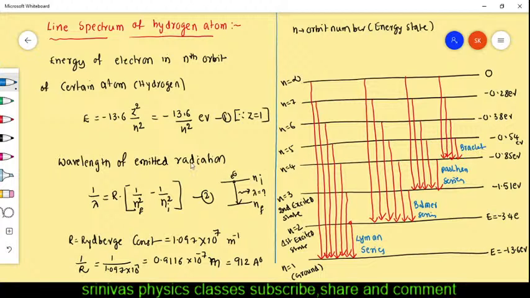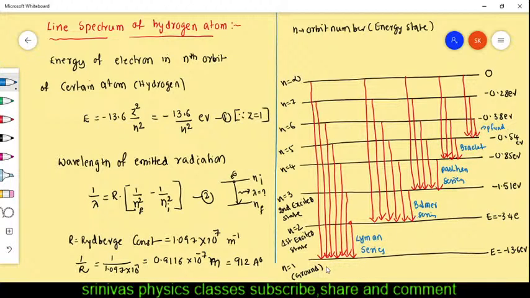Now, next one, if transition occurs to the fifth energy state, from higher orbits: infinite to fifth, seventh to fifth, or sixth to fifth. This is called the Pfund series, right?